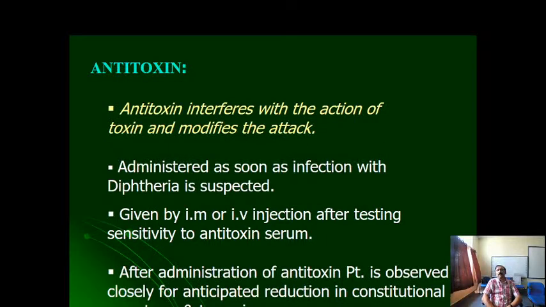Antitoxin. Now the antitoxin interferes with the action of the toxin and modifies that. So it's very, very important that we give the antitoxin. It should be administered as soon as infection of diphtheria is suspected, giving it by intramuscular or intravenous injection. After, very, very important is to test for the sensitivity to antitoxin.